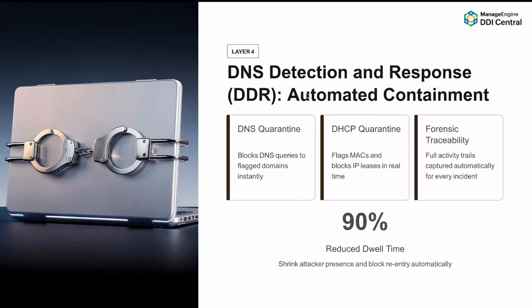And with the forensic traceability that we offer, full activity trails are captured automatically for every indicator of compromise. With those reports in the anomaly detection module, the admin gets full context behind the incident and can do post-incident analysis very quickly. So what is the main advantage here? There is a 90% reduction in the attacker's dwell time. The attacker's presence in the network is totally shrunk away, and it blocks re-entry automatically.